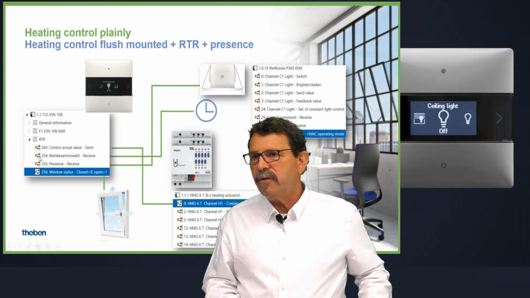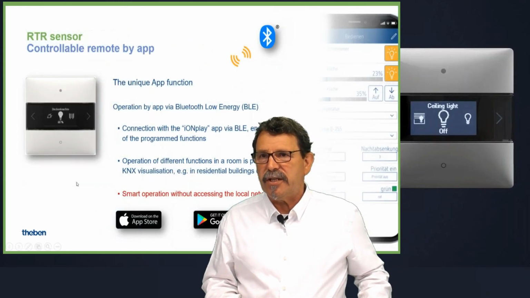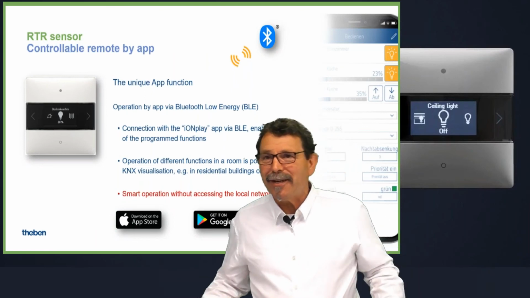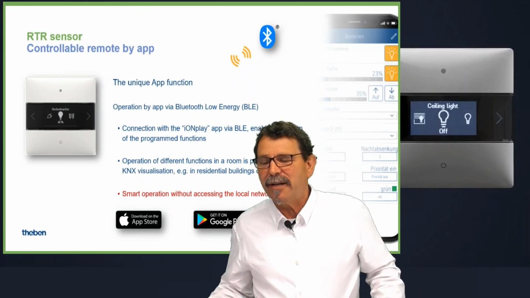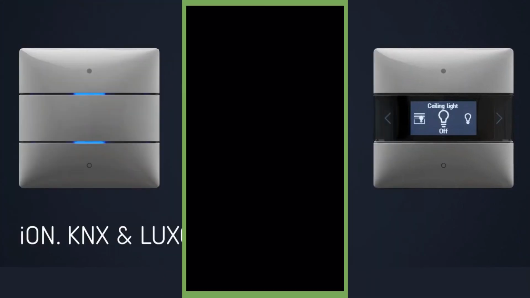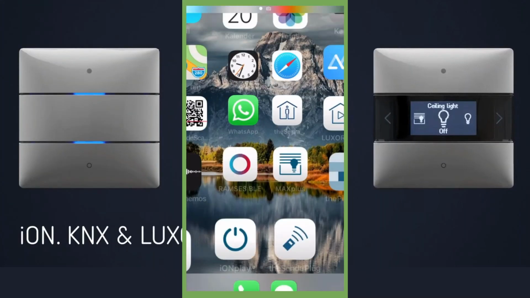So you discover here, in the room temperature control settings, we have the reasonable application settings. And there is something which is unique, and I think this is of high interest. And for that purpose, I switch now to my mobile.